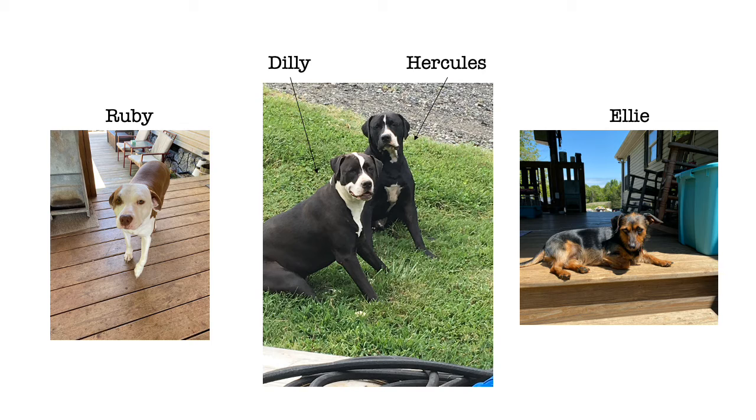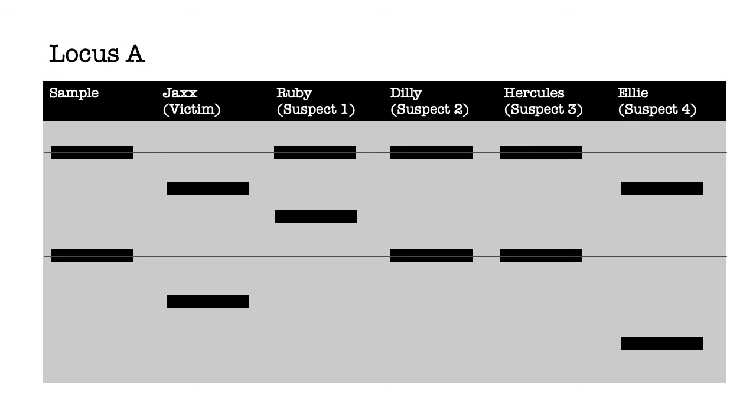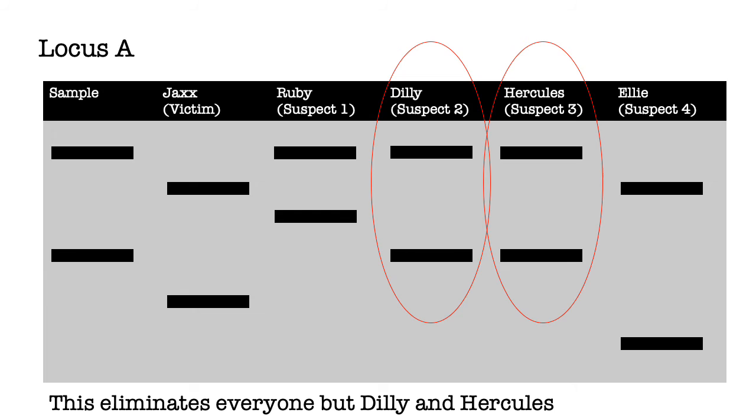Because no one actually witnessed the crime, we decided to run 2 DNA analyses on 2 different VNTR loci on the DNA found on the ear of the elephant. This is the analysis of locus A. Dilly and Hercules and Ruby all match at 1 allele. This makes sense because Ruby is the biological mother of both Dilly and Hercules, so they should match her at 1 allele. Ellie and Jax have no alleles matching the sample DNA for locus A. Dilly and Hercules are both full matches for locus A and cannot be eliminated as suspects.